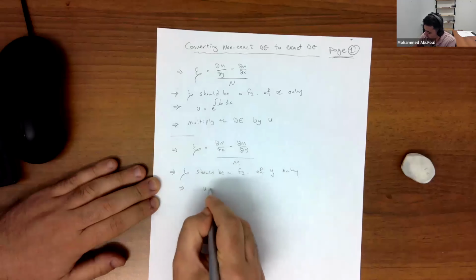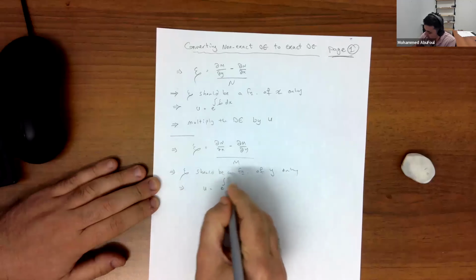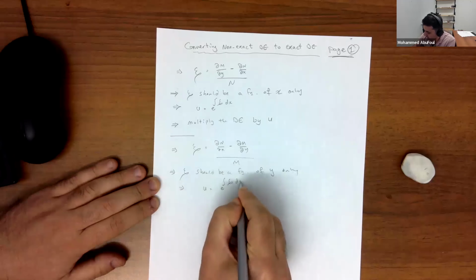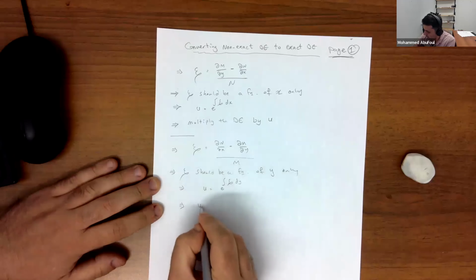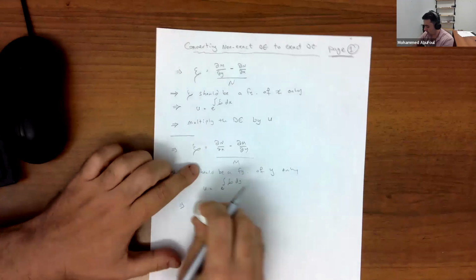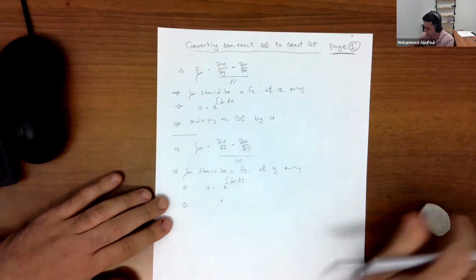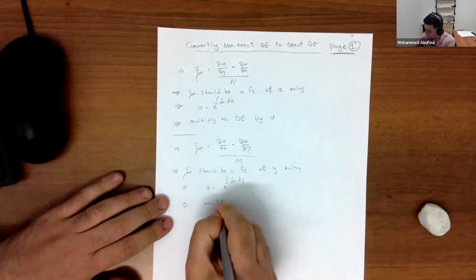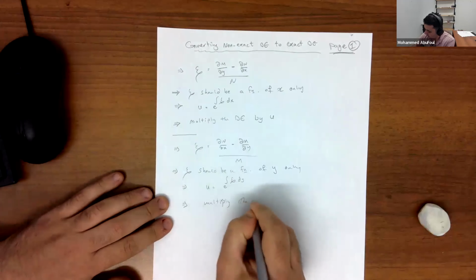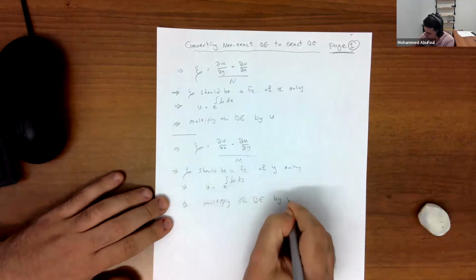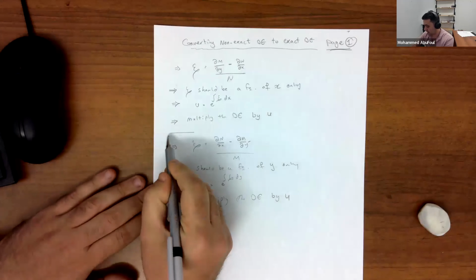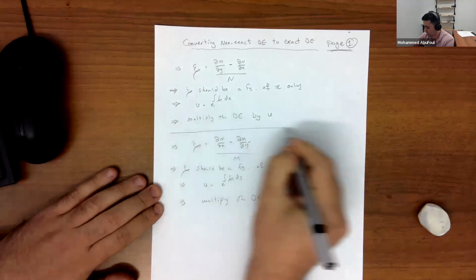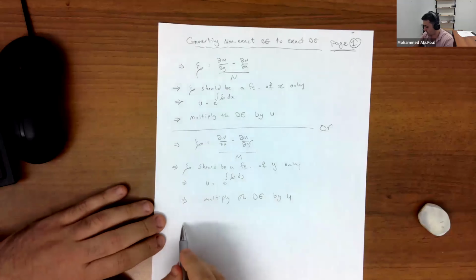So u is equal to e to the integration of zeta dy, and then multiply the differential equation by u. These are the conditions that we have.